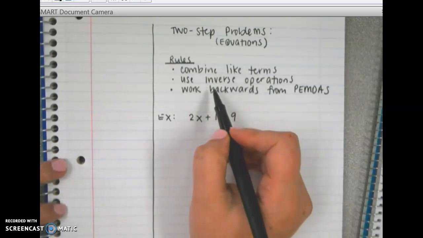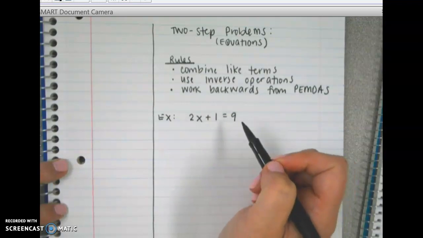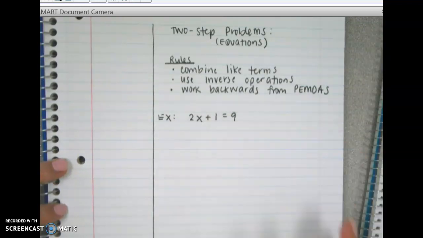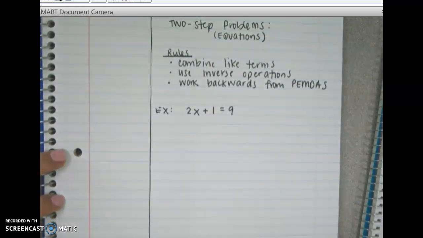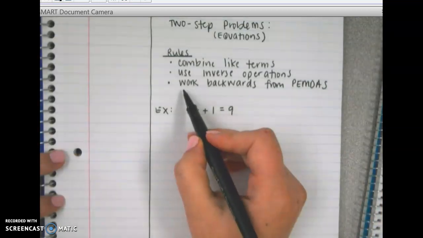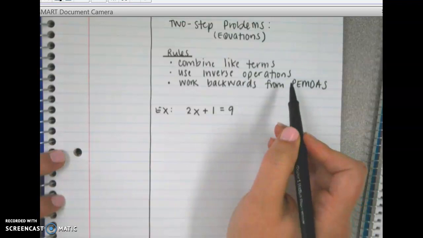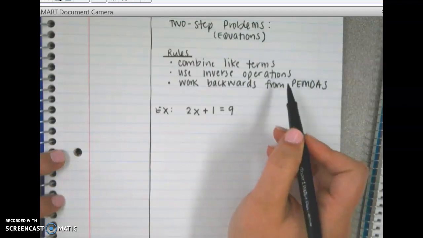We're going to be using inverse operations. So the opposite of plus is minus, the opposite of multiply is divide, the opposite of square is square root, those types of things. And the last rule that we have to remember is we're going to be working backwards from, please excuse my dear Aunt Sally, the order of operations.